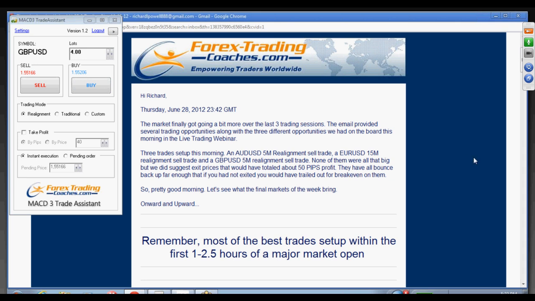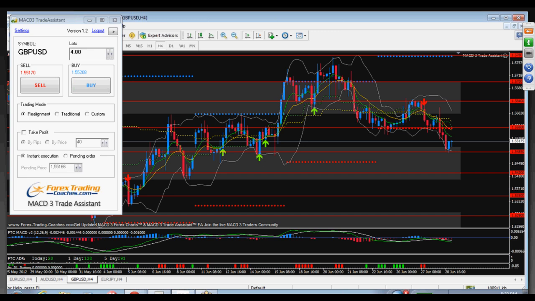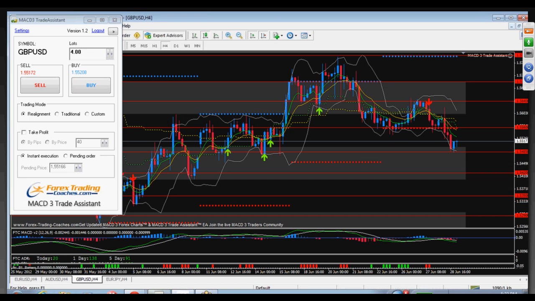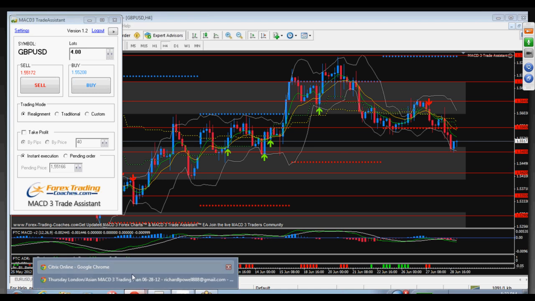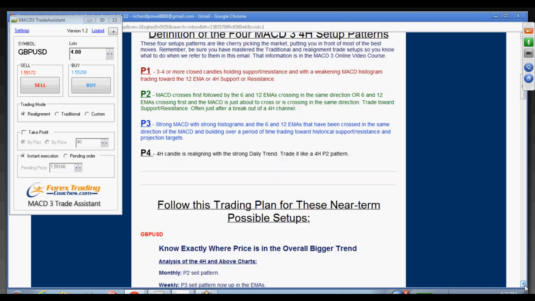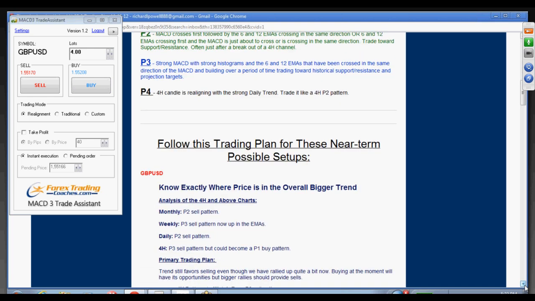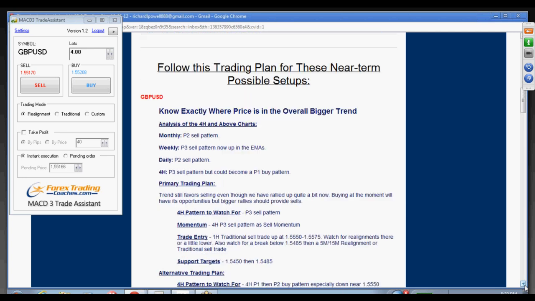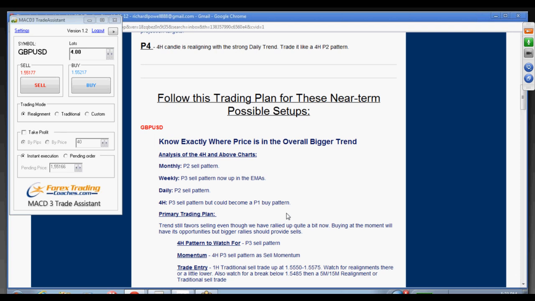Okay, so basically when I get the email, I go ahead and open it up, and I have my EA up as well, and what I do is I scroll down to the very first one, which is the pound. Now, I don't look immediately at the monthly, weekly, daily analysis first. I first go in and do the primary trading plan. So right now, here we have the pound dollar, and we have the primary trading plan.